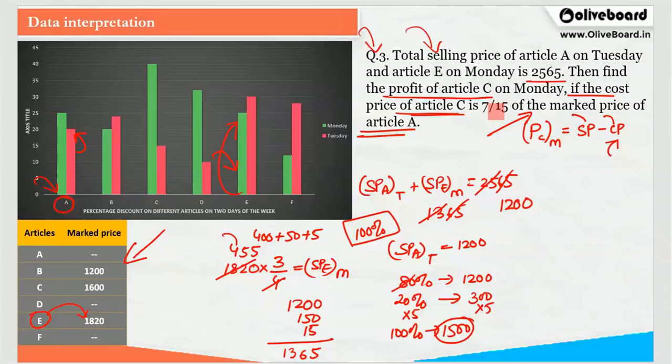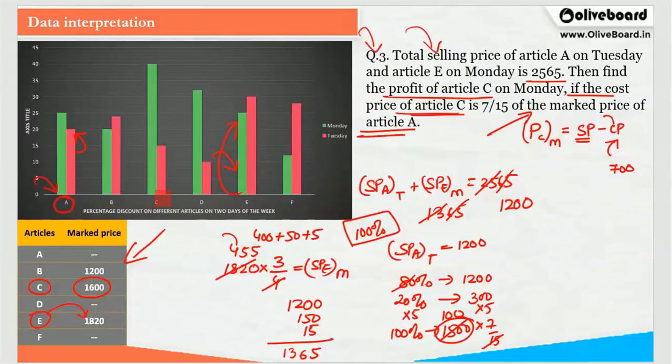Now if I multiply it by 7 by 15, I will get the cost price of article C. So the cost price of article C will be 1500 multiplied by 7 by 15. 1500 divided by 15 is 100, and 100 into 7 is 700. So this is basically your CP. CP is 700. Now I have to find the selling price of article C on Monday, so I can use this tabular data here. Mark price of C on Monday and Tuesday is 1600.